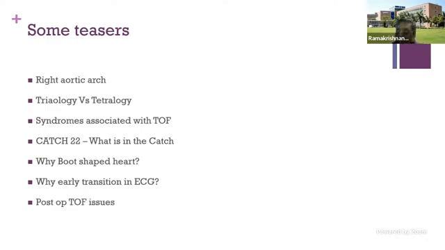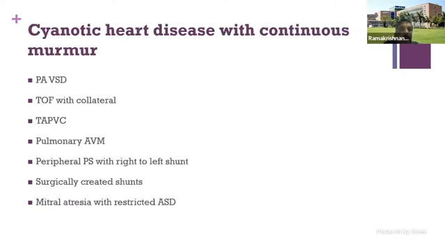And most commonly, and very importantly as an adult cardiologist, you should be knowing about the post-tetralogy operative issues. What are the cutoffs for surgery and all those things. And CCHD with continuous murmurs is something that I think you should be reading about. So these are the ones commonly associated with continuous murmurs.